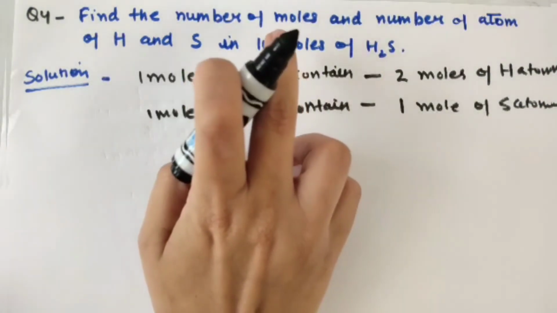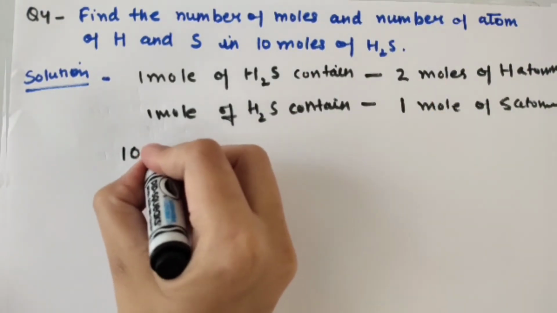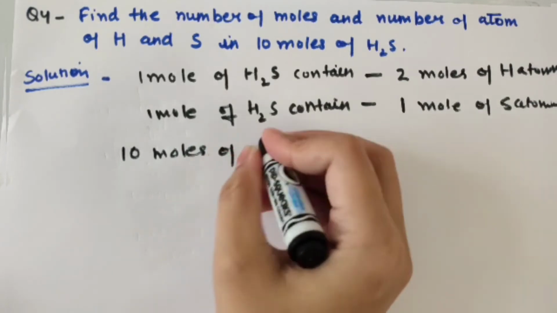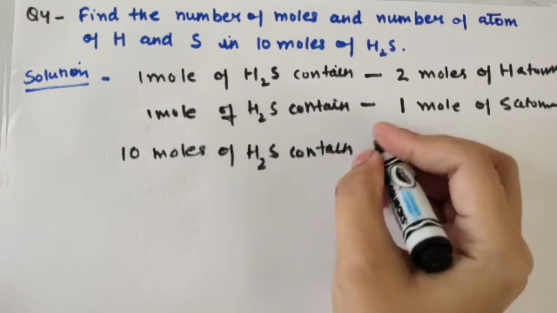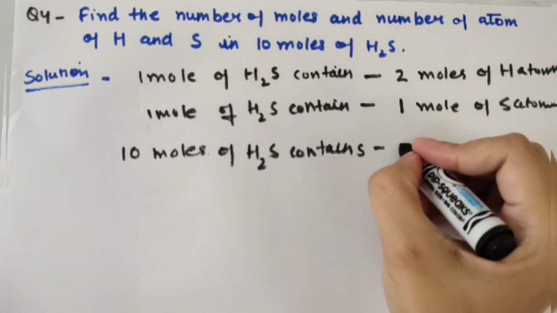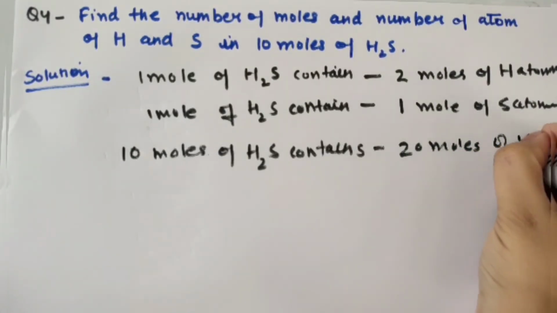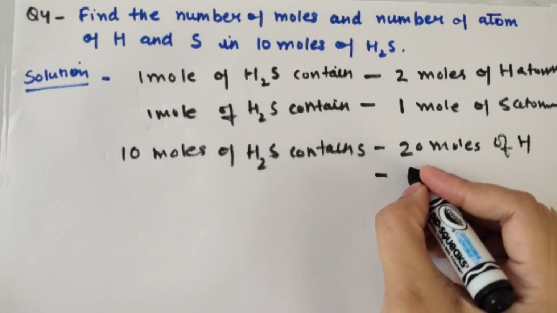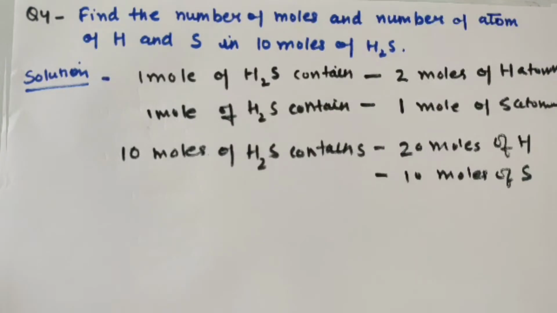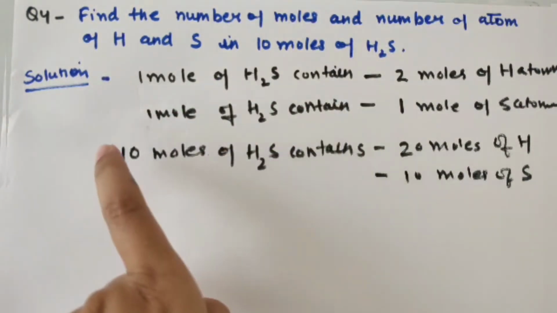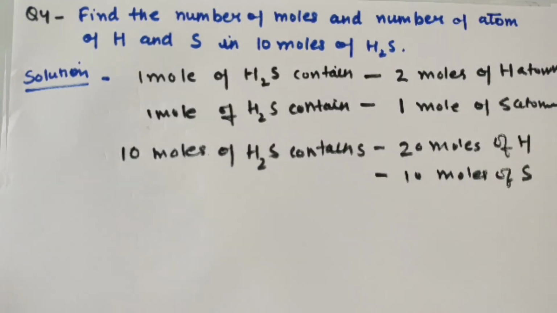In our question, there are 10 moles of H2S. So we can write that 10 moles of H2S contains 20 moles of hydrogen and 10 moles of sulfur atoms. By this relationship, we can say that 10 moles of H2S will contain 20 moles of hydrogen atoms and 10 moles of sulfur atoms.